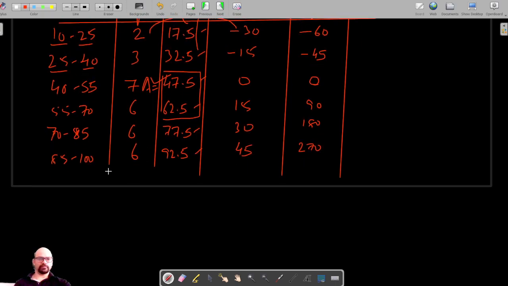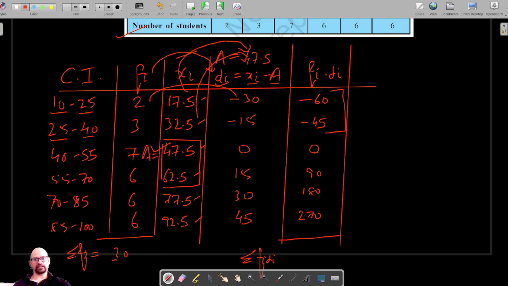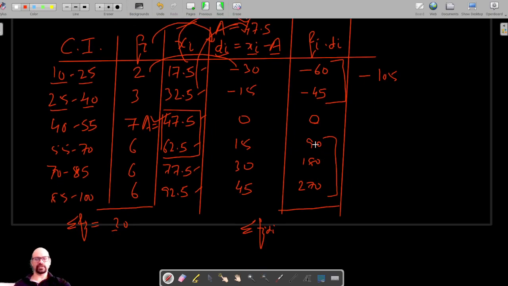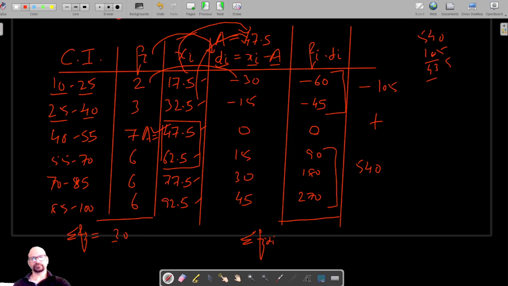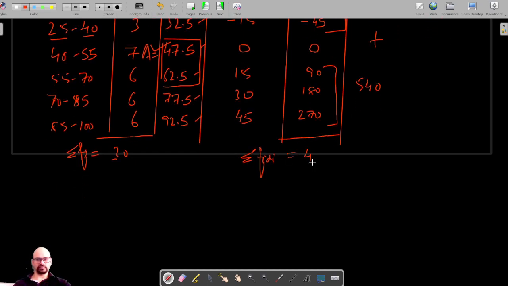Now we are going to sum up sigma fi, which is 2 plus 3 is 5, plus 7 is 12, 6 is 18, 6 is 24, and 30. And also we are going to sum up fi into di, that is this column. So let's add these negative terms, which will give me negative 105. And add these positive terms. So 90 plus 180 is 270, plus 270 is 540, and 540 plus negative 105 will give me 435. So this is equal to 435.